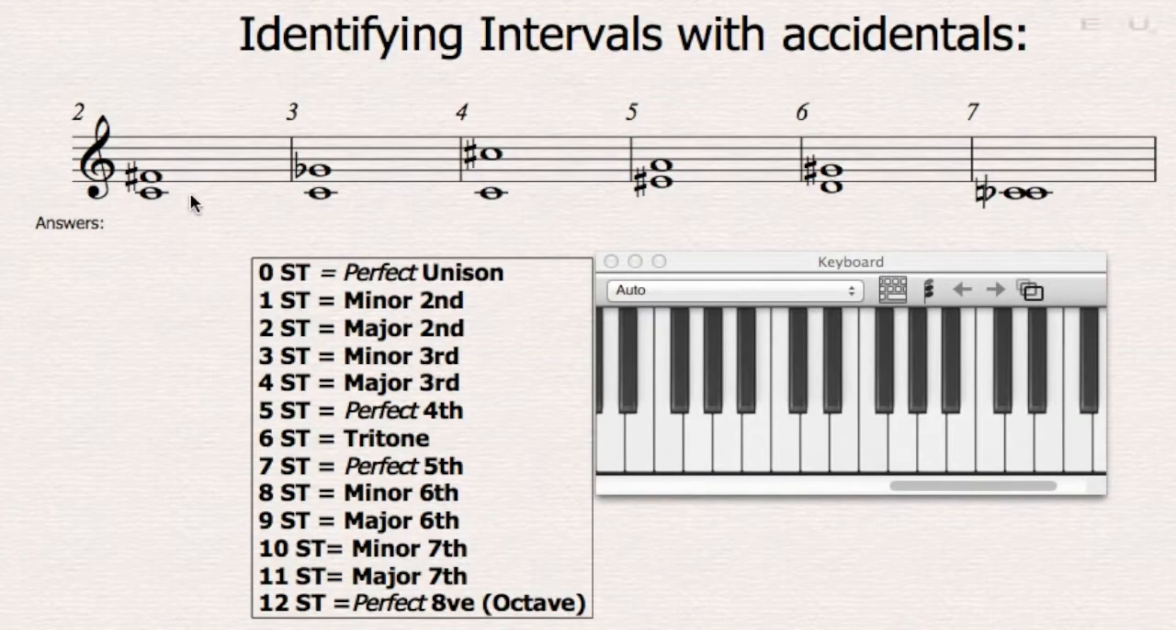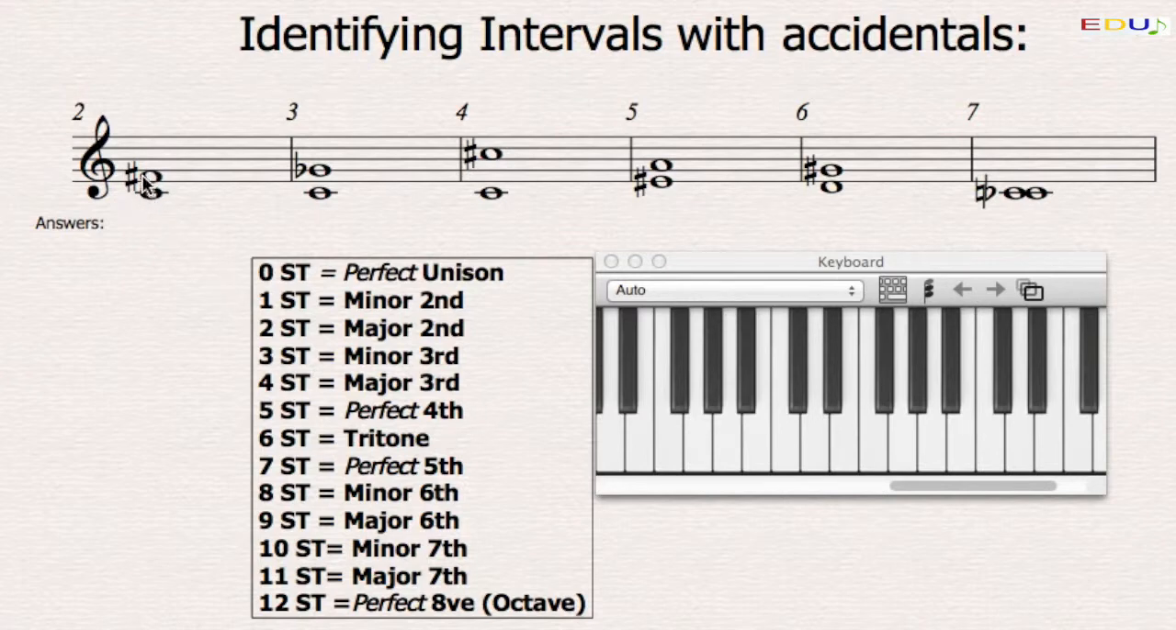So let's have a look at a few diminished and augmented intervals. We use the same method as before. We ignore the accidental in the interval, and after we found out which interval it is, we consider the accidental. So from C to F we find a perfect fourth. C to F, 1, 2, 3, 4, 5 semitone steps equals a perfect fourth.